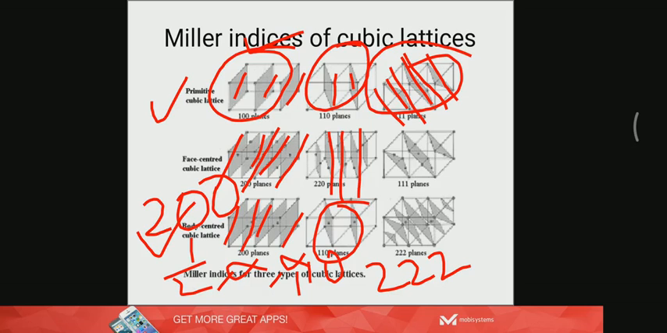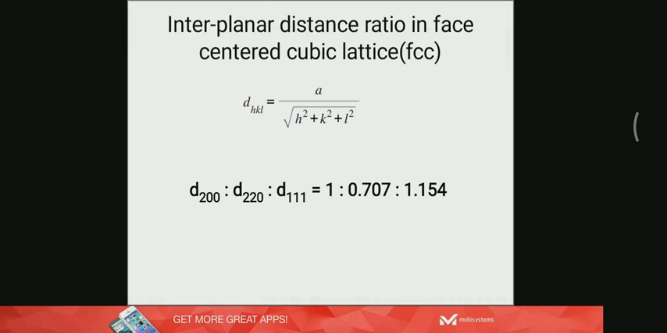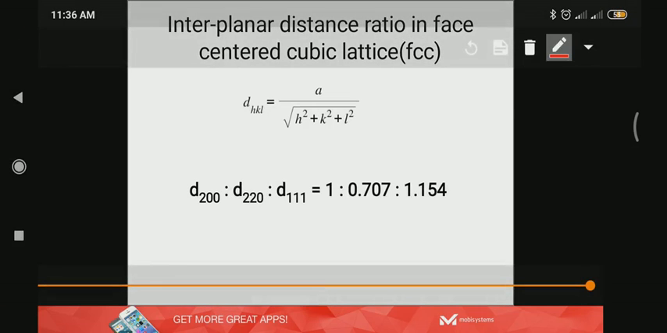But interestingly, in this 111 plane in FCC, you can see that all the particles are already contained in the 111 plane. There is no new plane to be drawn. So the 111 plane remains the same as that in primitive cubic. So putting all together, in the case of FCC, the planes are 200, 220 and 111. Calculating the interplanar distance, d200 will be a by root of 2 squares, so it will be a by 2.